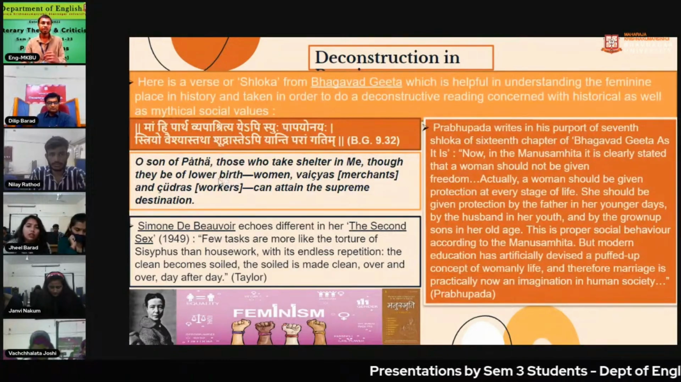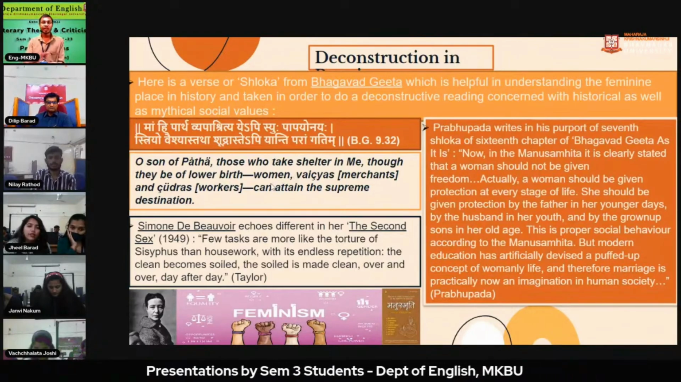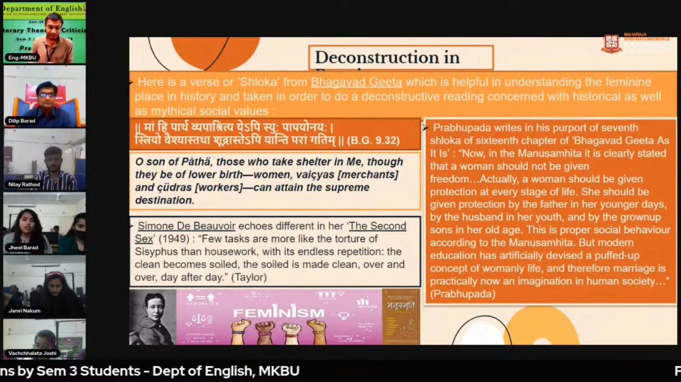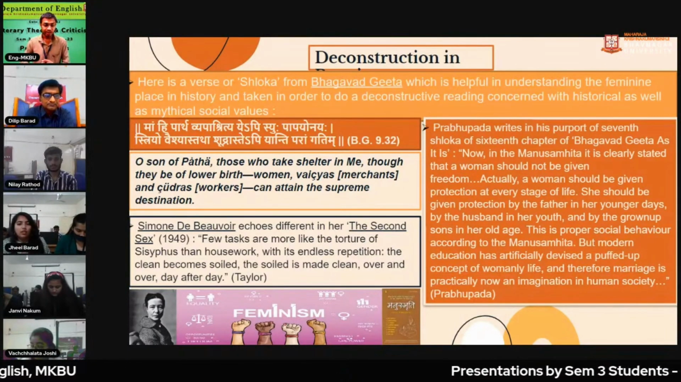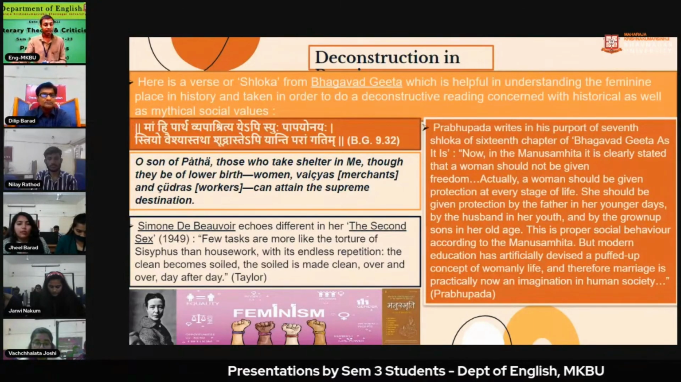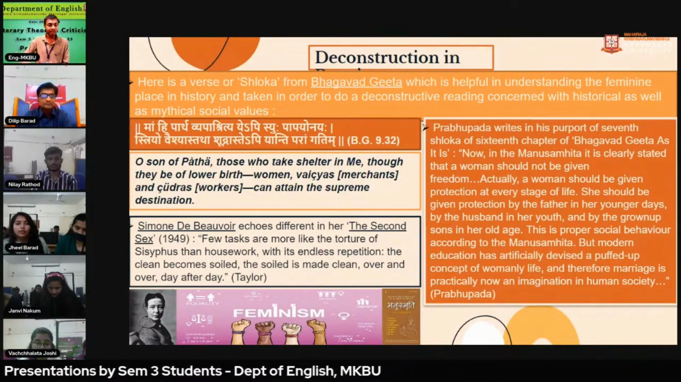If we consider the deconstruction here, women come down in this hierarchy, this stratum of lower birth. Women are there, Vaisyas or merchants, the mercantile class, and Sudras, workers, can attain the supreme destination. So this hierarchy is simply put in this sloka. So there is a lower birth hierarchy. There is a binary, but again this hierarchy is coming.